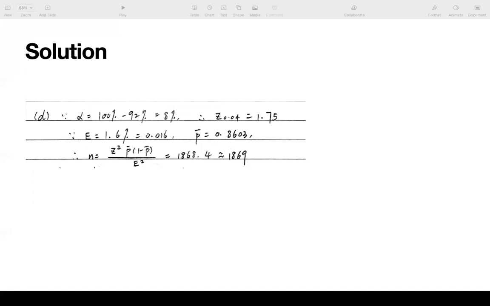So the sample size would be z squared times p times q, divided by E squared, which is equal to 1869. Here we have to note that whenever we get a sample size that has decimals, we always round it up instead of rounding down.